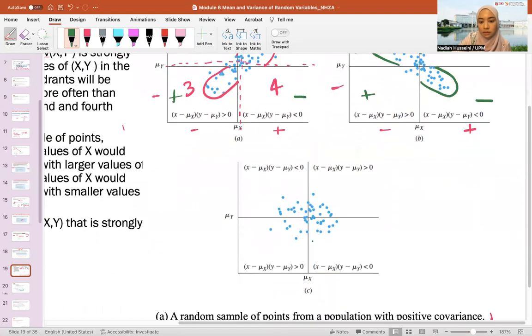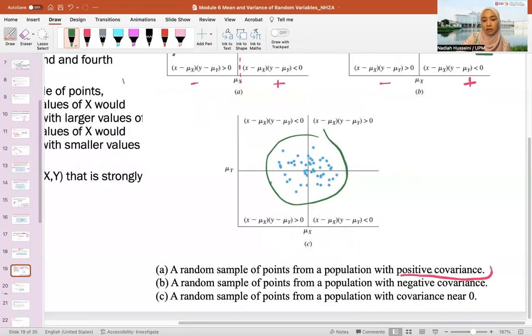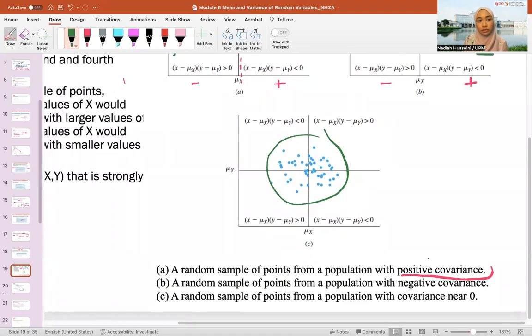Okay, what about C, the graph in C? You can see that this one does not have any bias. It's not biased to the first, second, third, or fourth quadrant. It's almost close to the mean. And you would say that the covariance for this type of data is close to 0. Close to 0, not equal to 0. If it were 0, the points would be exactly on the line itself, but it's not. So it's near 0. It's close to the mean, but not there yet.